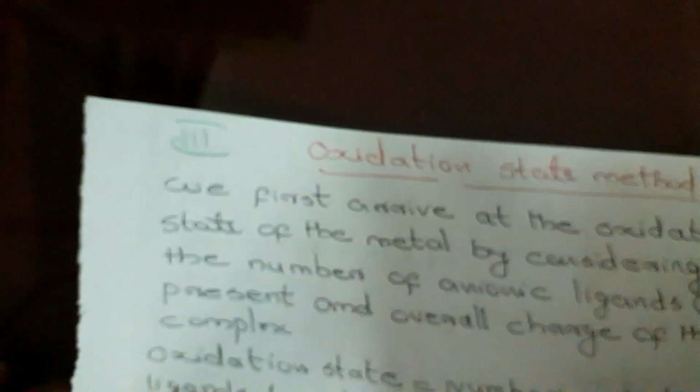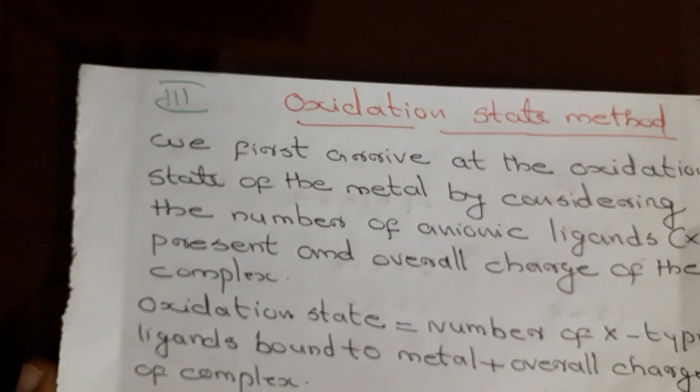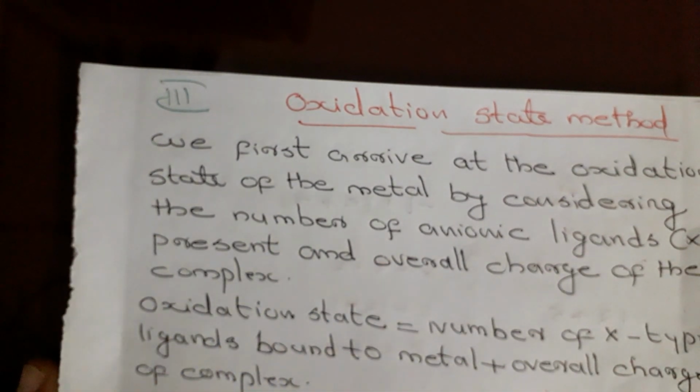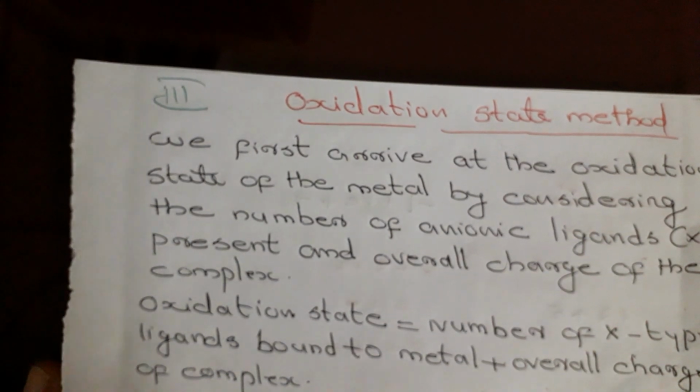Then, as I said, we can calculate the total valence electron count according to the neutral atom method and the oxidation state method. I suggest you follow the neutral atom method, but in your syllabus you have to study the oxidation state method also. If the question specifically asks you to calculate according to the oxidation state method, you have to know that one. If you start to calculate the total valence electron count of an organometallic compound, first you find the oxidation state of the metal. That is the oxidation state method.